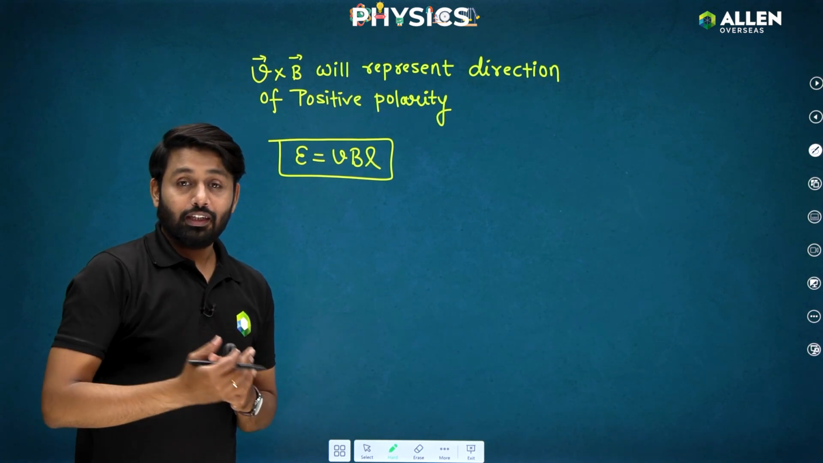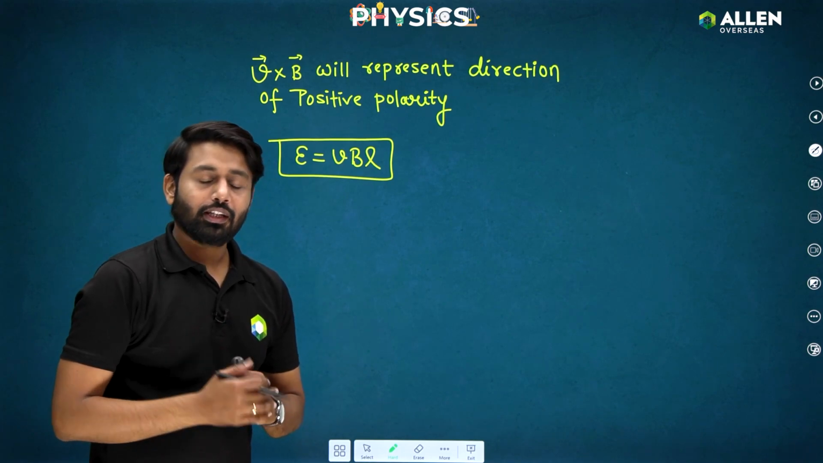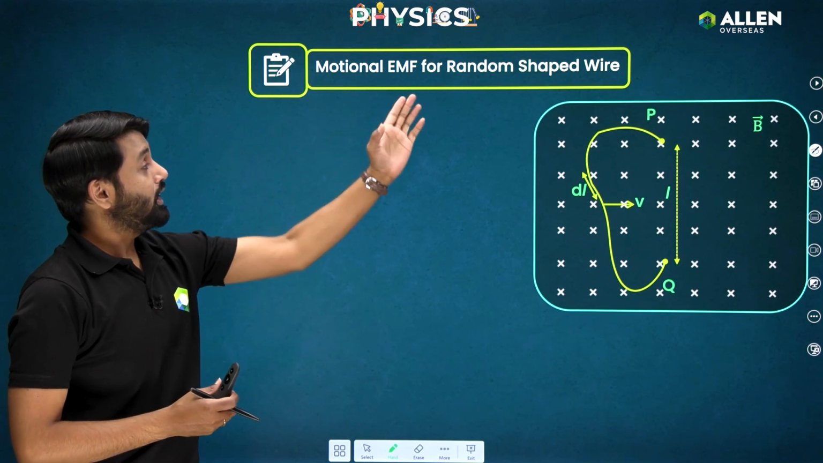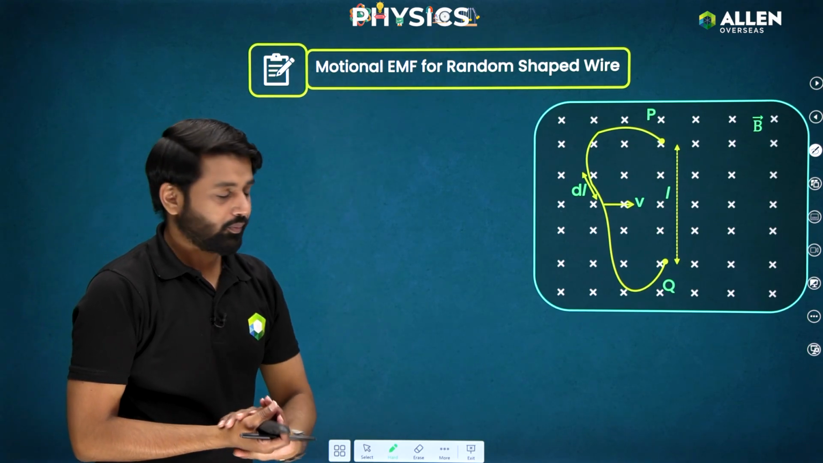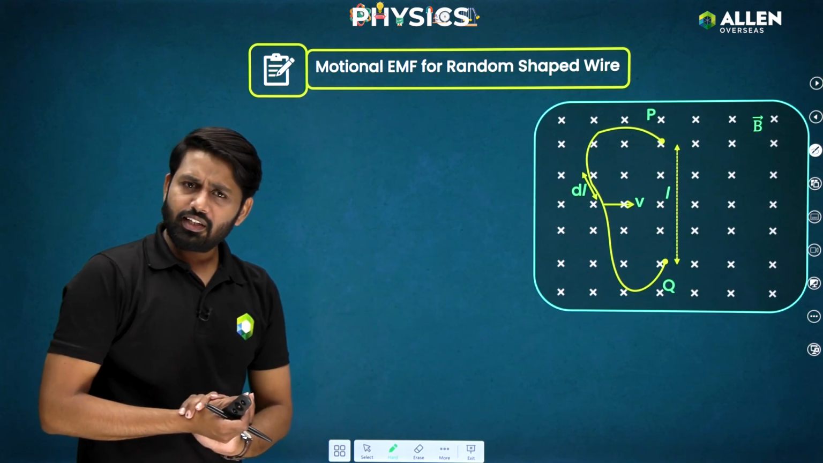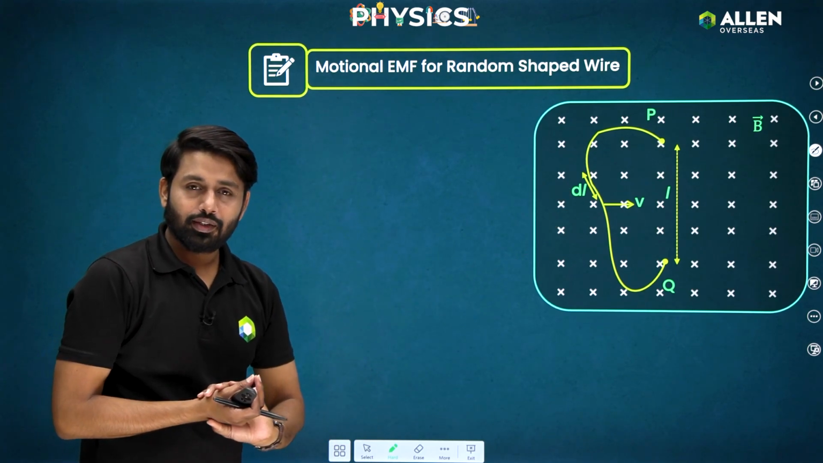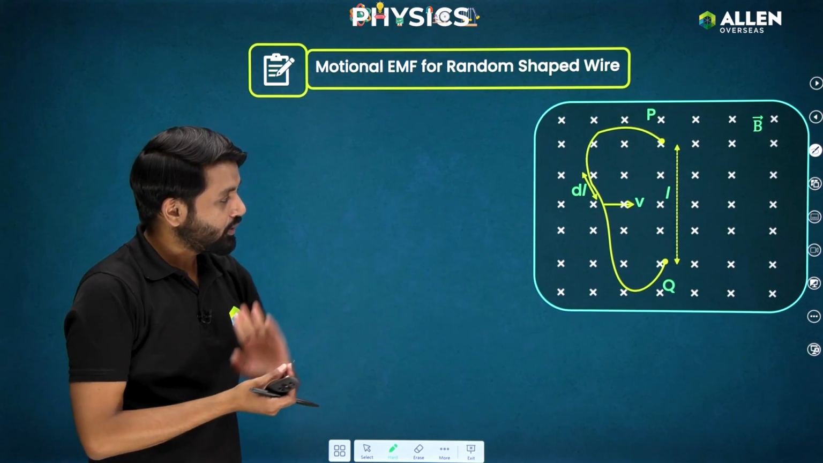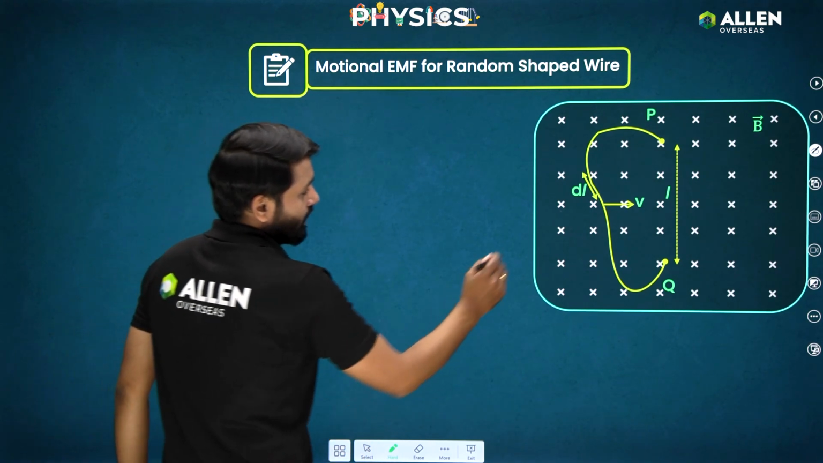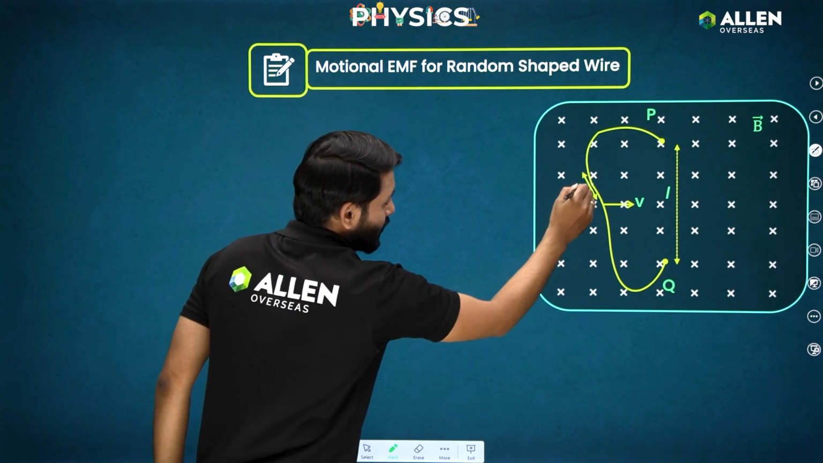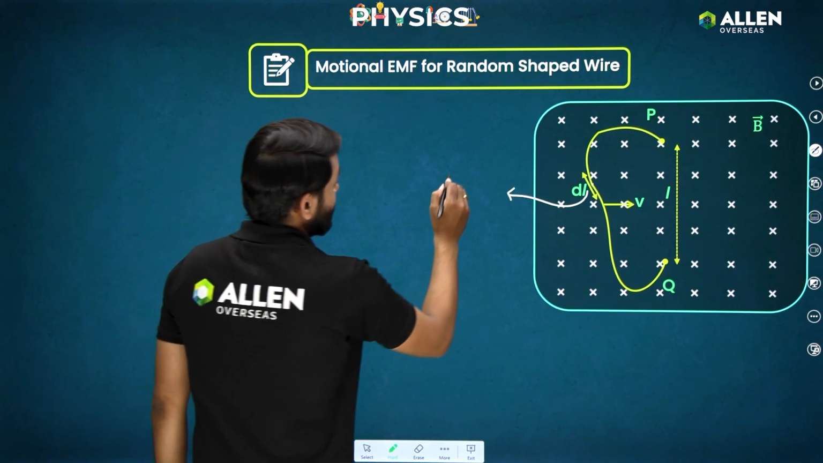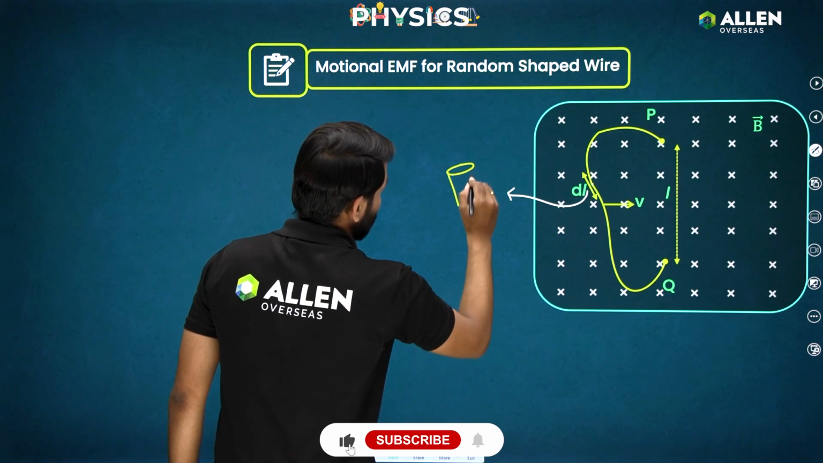right? If I give you any random shape wire, in that case, how can we find? Let's find. So next case is motional EMF for random shaped wire. You can see here, this is random shaped wire and magnetic field is inward, right? How can we find induced EMF in this random shaped wire due to the motion? Let's find. See here, I am taking this small element of the wire, right? So I am drawing here, this is the element, right?